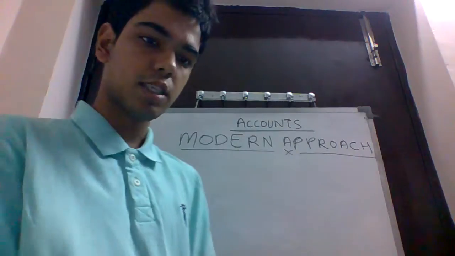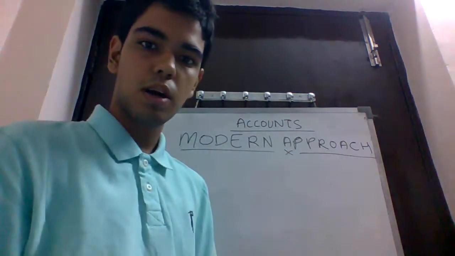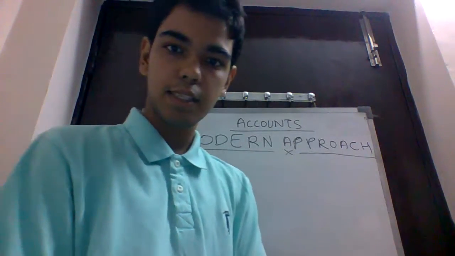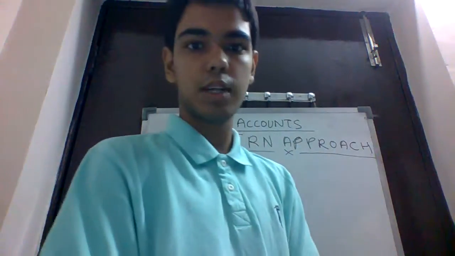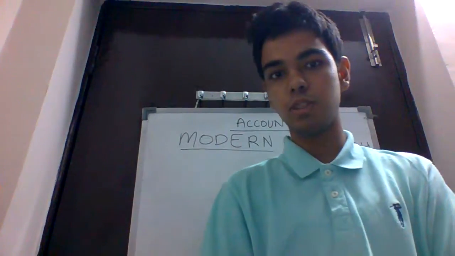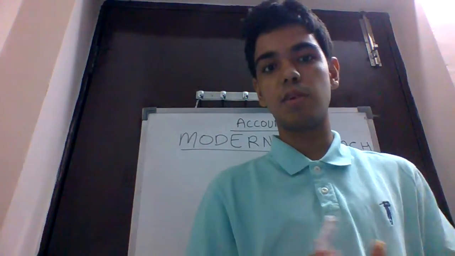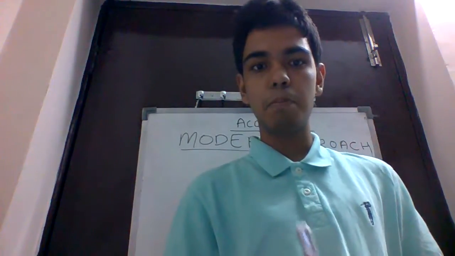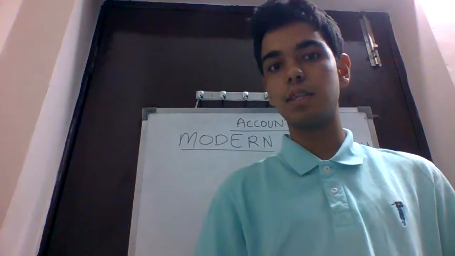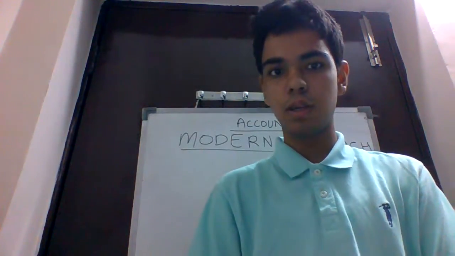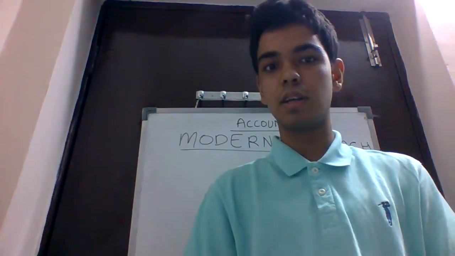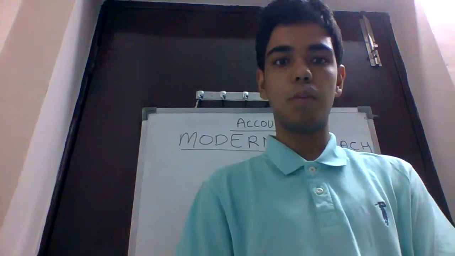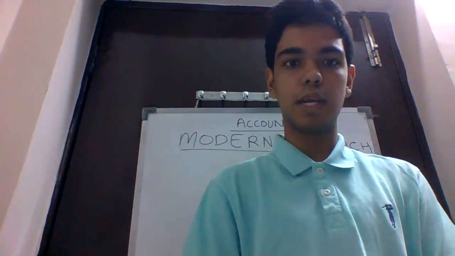Now today we'll discuss the modern approach to accounts. In the last lesson we discussed the traditional aspects of accountancy, which involved basically two types of accounts, personal accounts and impersonal accounts. Impersonal accounts are further categorized into real accounts and nominal accounts, real accounts comprising assets and nominal accounts comprising revenues and expenses.